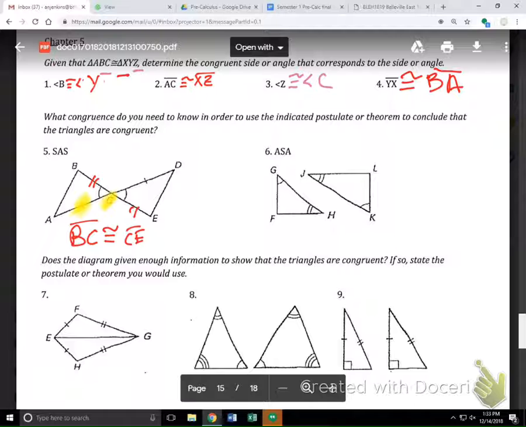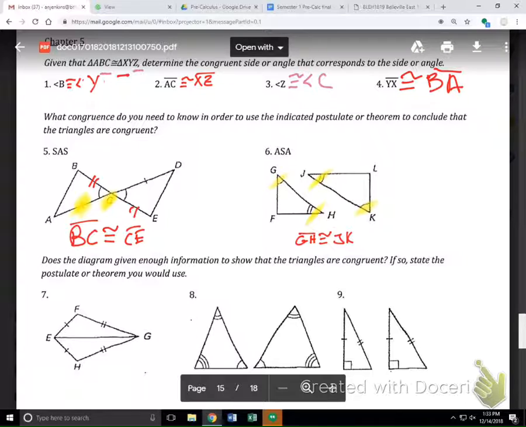And then over here we have angle, side, angle, but we have two angles. So which side do we have to show in the middle? So we have angle, angle, angle, angle. Congruent sides are? Okay, and our last ones on this page.